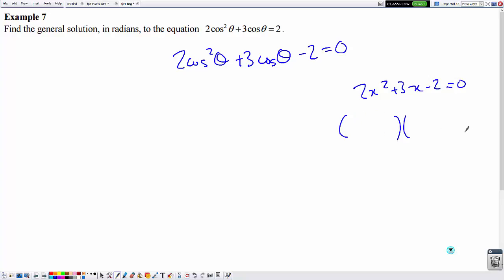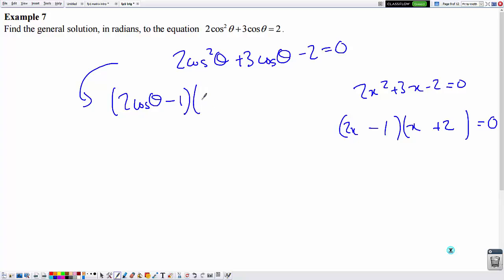Maybe if this one doesn't factorize, we'll have to do either completing the square or the quadratic formula, but that would make this question very tricky. So 2x, x, numbers that multiply to give you minus 2, well, there are only two possibilities, minus 1 and 2, or minus 2 and 1. And we want to get positive 3, so we want positive 4x. So plus 2 here, minus 1 here. So it factorizes. This gives me 2 cos theta minus 1, because that's what your x was, and cos theta plus 2 equal to 0.